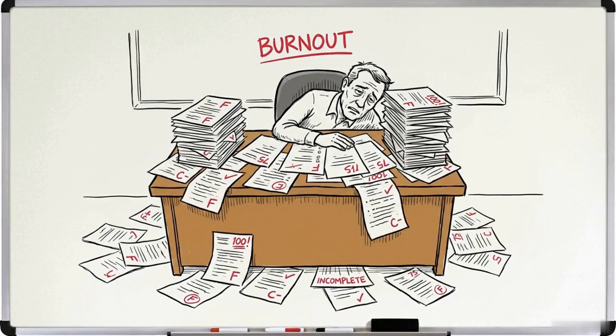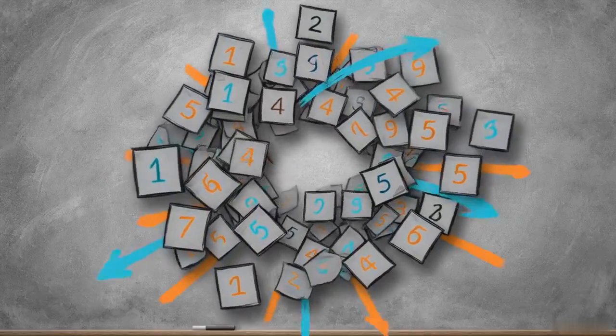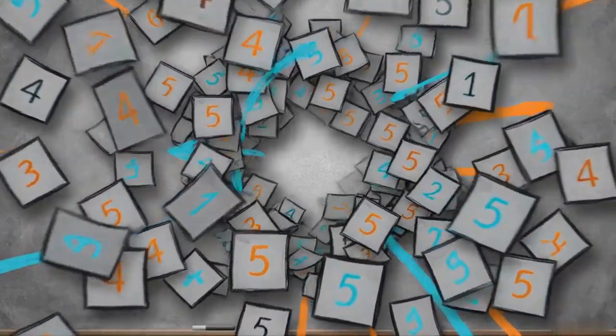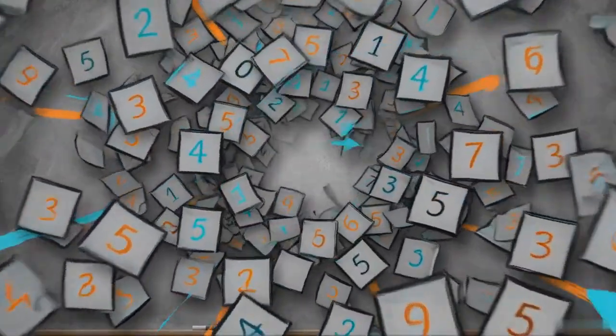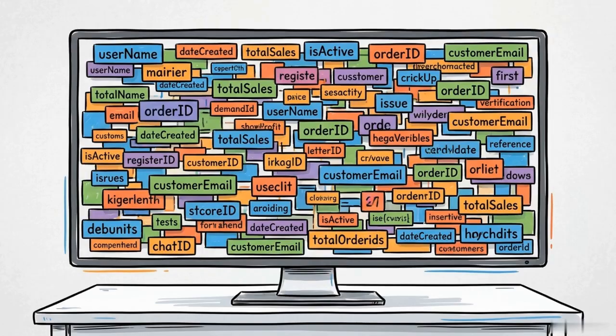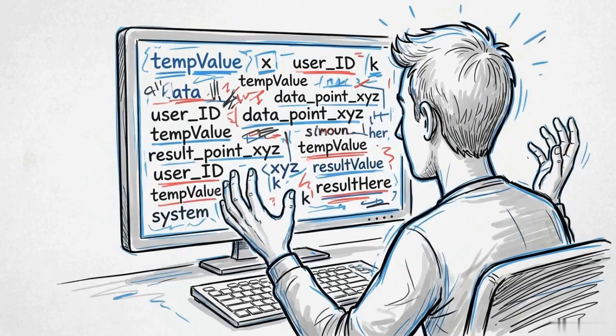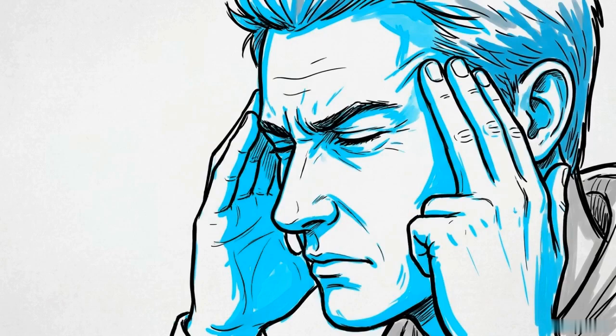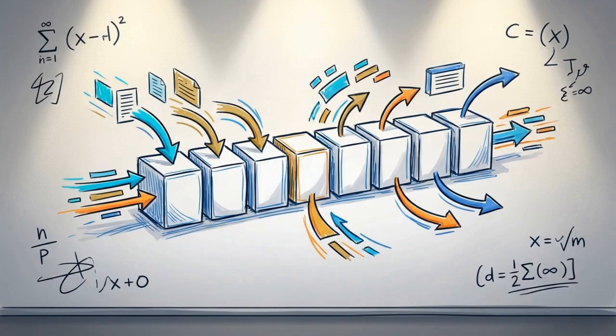Imagine you're a teacher and you need to keep track of 100 student test scores. If you try to store each grade as its own completely separate piece of information, things get messy fast. In programming, we call these individual pieces of information variables. If you have to create a brand new, uniquely named variable for every single test score, your code becomes incredibly difficult to read. You can't easily find the class average, and just keeping track of all those names is a headache. To fix this, programmers use something called an array.